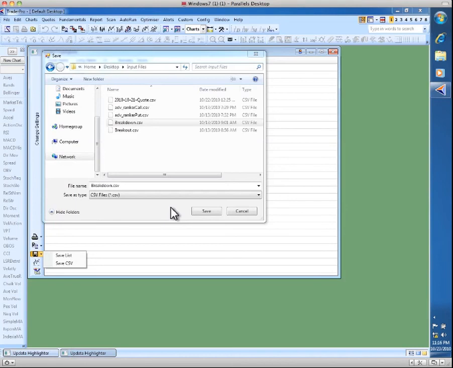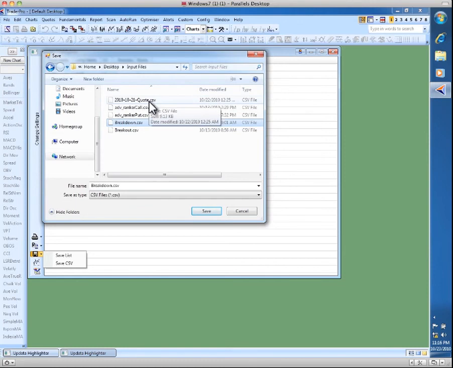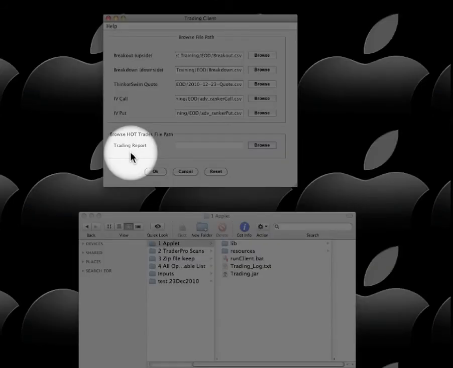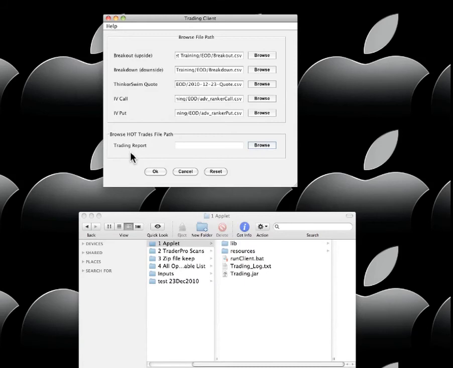Then from within Trader Pro, what you can do is export out both the breakout as well as the breakdown into a common folder. The quote file from thinkorswim was already exported. The applet is designed to generate a trading report targeted at identifying vertical spreads. This is both debit and credit vertical spreads as well as single options.